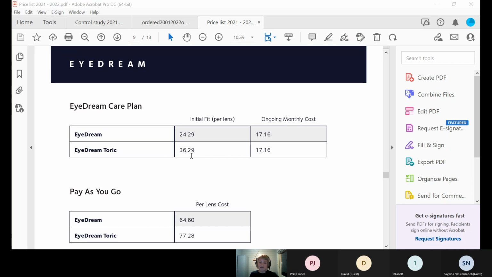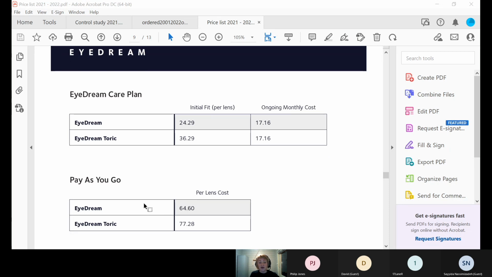If the patient needs a toric, the initial fit is slightly more expensive, but the monthly fee stays the same. The alternative is that you go on the pay-as-you-go, and this is just a regular lens purchase. So it's $64.60 per lens for the standard, $77.28 for the toric, and you just order these as you need them every 6 months, and they just come with our regular returns facility. The majority of patient practices go onto this EyeDream care plan so that they can set up a monthly scheme that aligns with it. Does that answer your question?